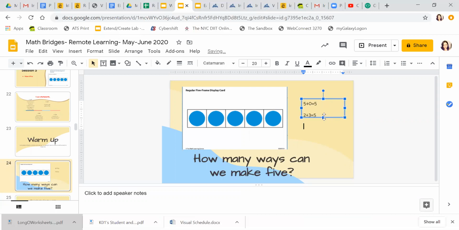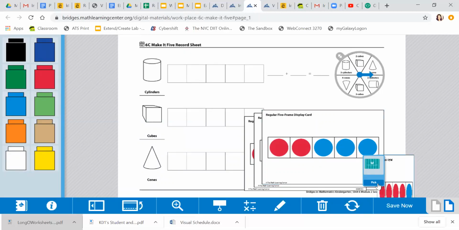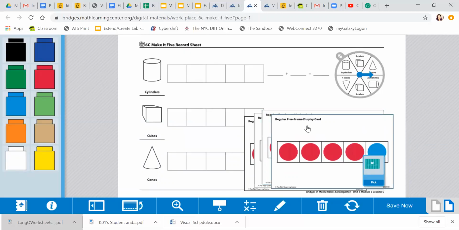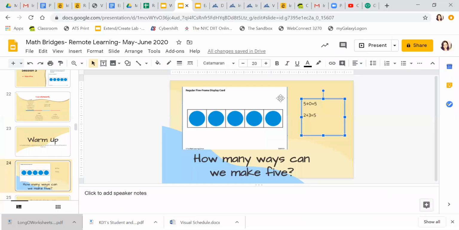All right, let's look at another possible way that we can make 5. Let's go back. Let's see. Oh, look at that, friends. 1, 2, 3, 4. So we have 4 reds and 1 blue. That is another way that we can make 5. So 4 plus 1 is equal to 5.